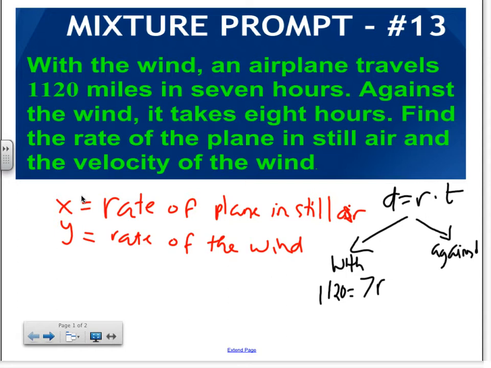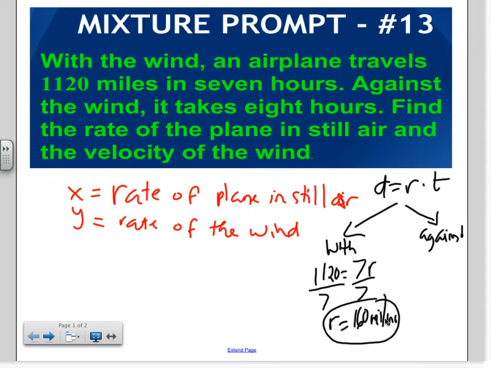X plus Y? Not yet. I'm still solving to find the rate of the plane with the wind: 1,120 divided by 7. So divided by 7 here, what is the rate? How fast did it go? 160. 160 what? Miles per hour. Very good. So this is the speed with the wind, right? Agree? Notice how we still have to use D equals R T all the time for this kind of problem.